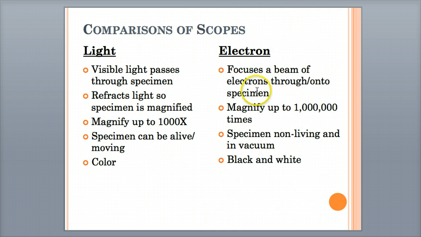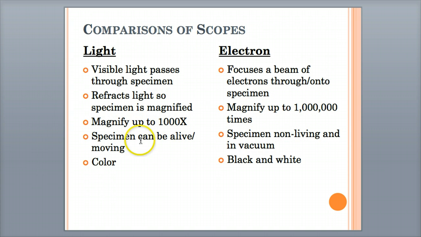On the other side, with an electron microscope, they focus a beam of electrons and it shoots back so you can see what is coming back. So one has light going through it and one has a beam of electrons that go through or onto a specimen. The light, because it's refracted, is magnified in a light microscope, and it magnifies up to 1,000, whereas an electron microscope can magnify up to 1,000,000.